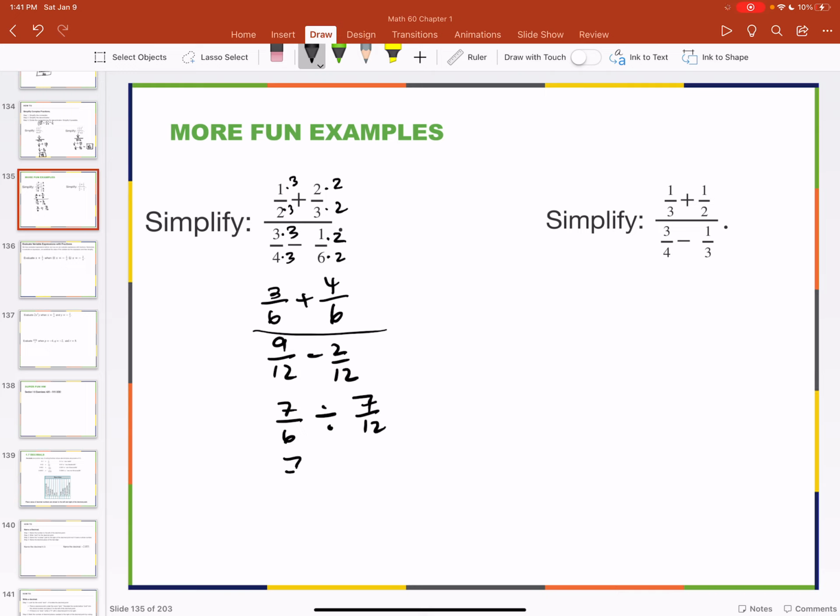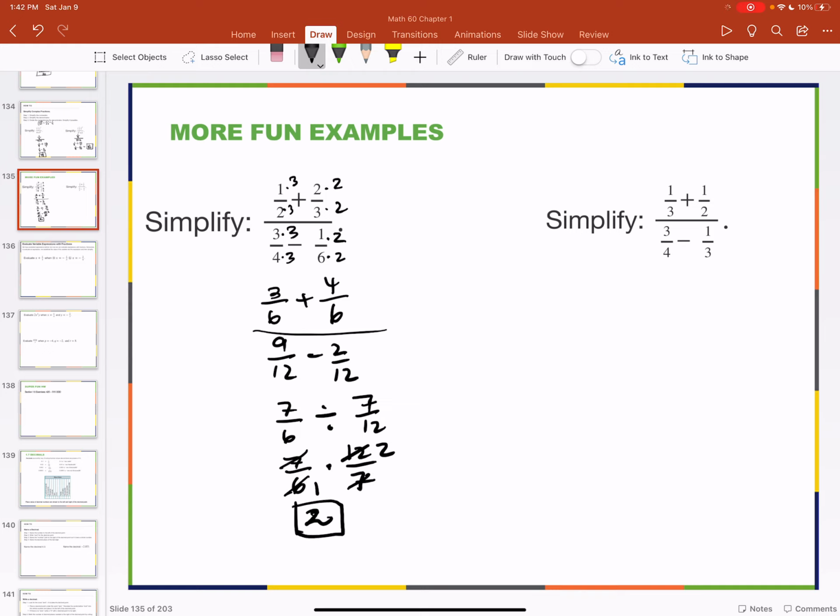So then remember, we flip and multiply by its reciprocal, right? We change the sign and multiply by the reciprocal. The 7's will cancel out, and then 6 goes into 12 twice, right? So 6 divided by itself is 1. 12 divided by 6 is 2. So your answer will be 2.